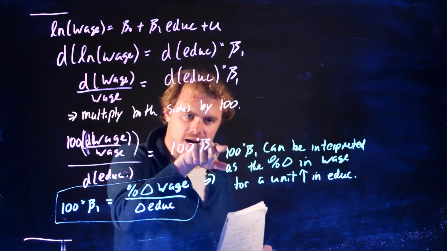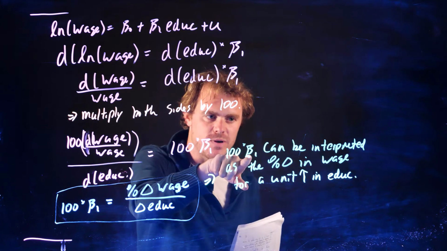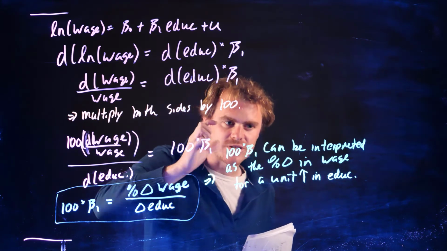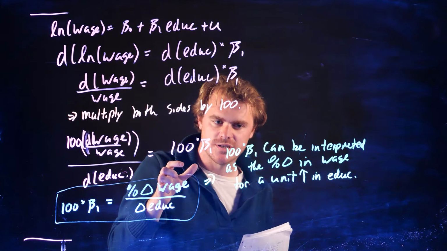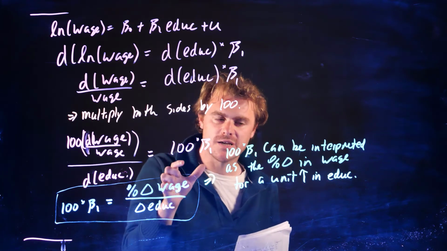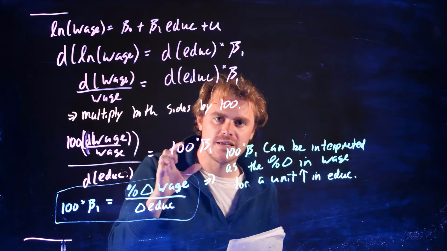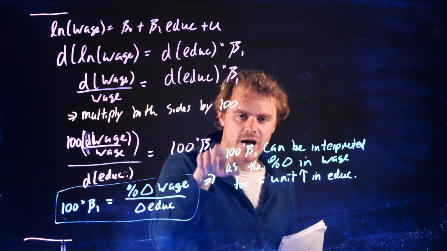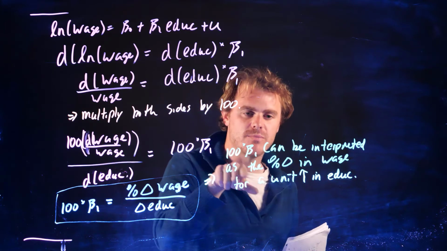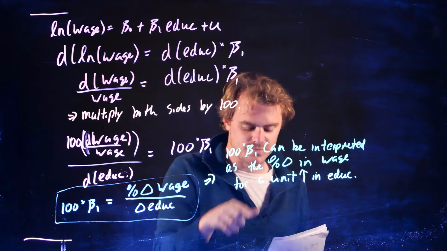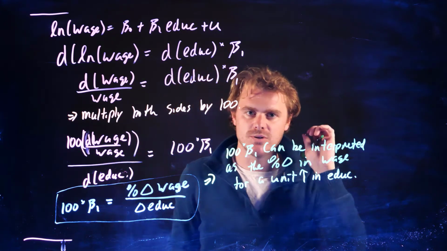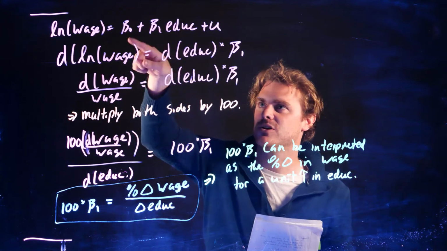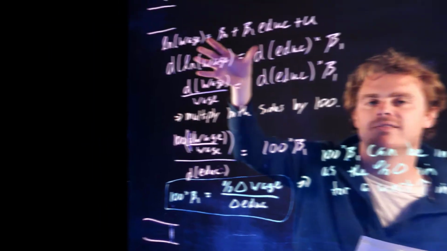Now 100 times the value for beta 1 is the percentage change in wage for a 1 unit increase in education. So a 1 year increase in education causes our wages to go up by 100 times beta 1 percent. So let's erase this. We'll do a really quick example, then we can start to see what happens when we put the log on the right hand side and then both sides.